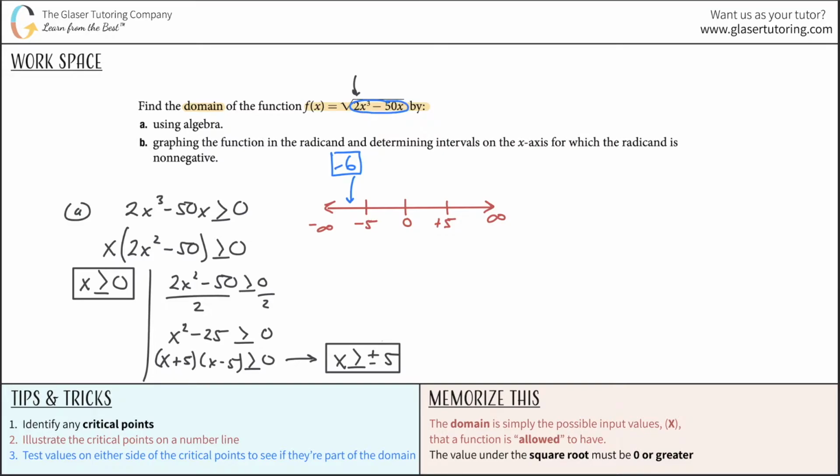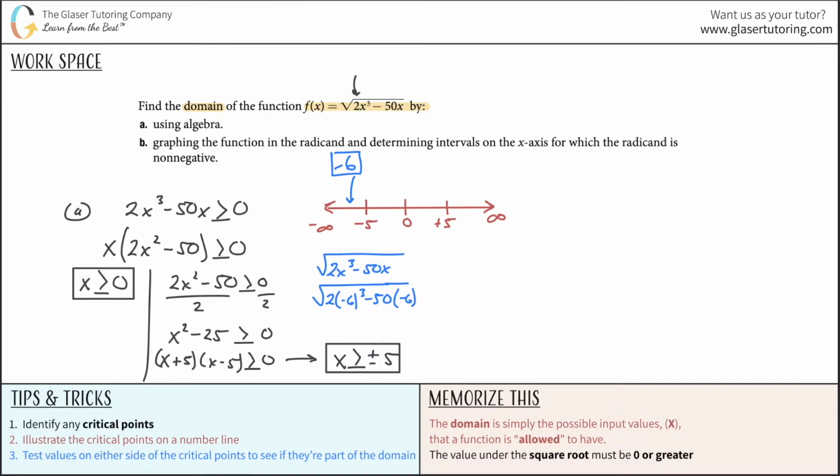I want to see what the sign is when x is negative 6. Okay, so now what I'll do is rewrite the function: radical 2x cubed minus 50x. Simply plug in that negative 6 value. So 2 times negative 6 cubed minus 50 times negative 6.